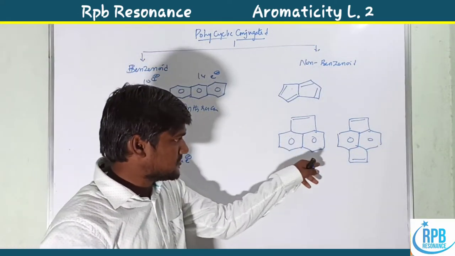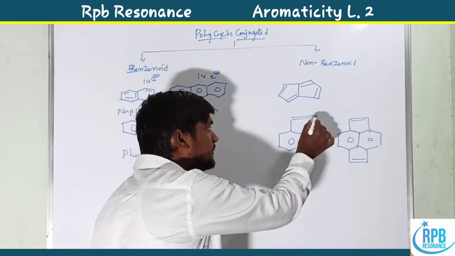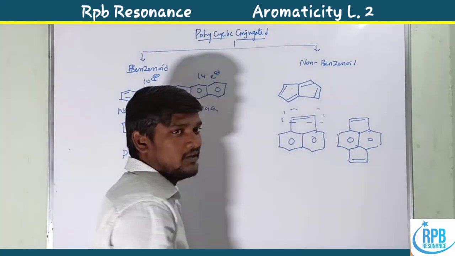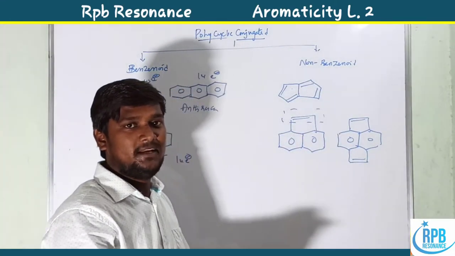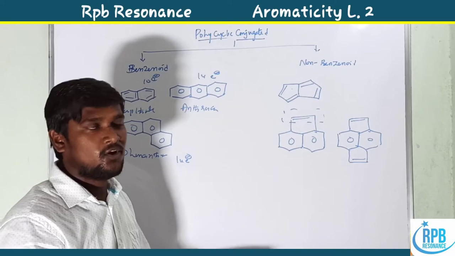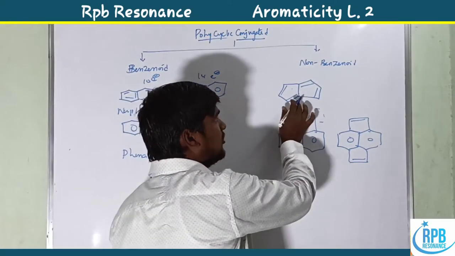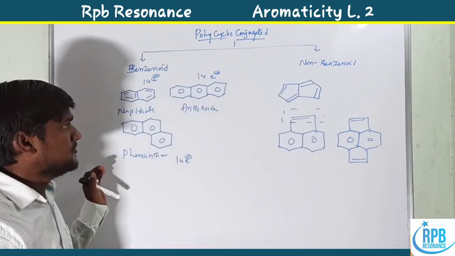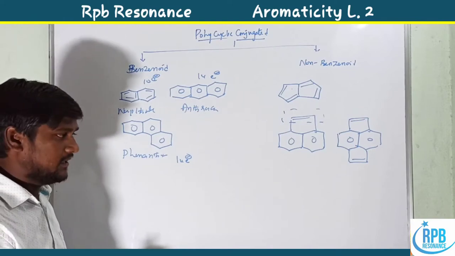Okay, so this type of molecule. This is the benzenoid structure. These two are benzenoid. But this part is extra, that is not a benzene ring. So those types of molecules are simply called non-benzenoid structures. So here non-benzenoid structures, and these are the benzenoid structures. This is the simple classification.